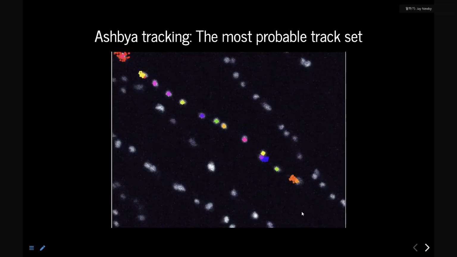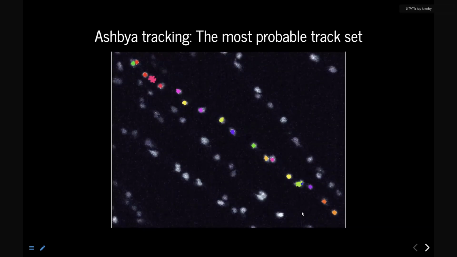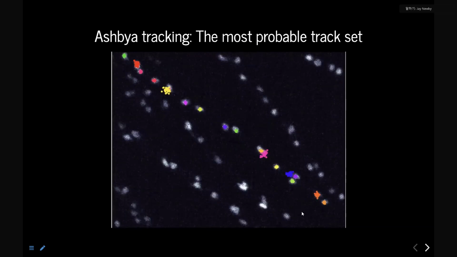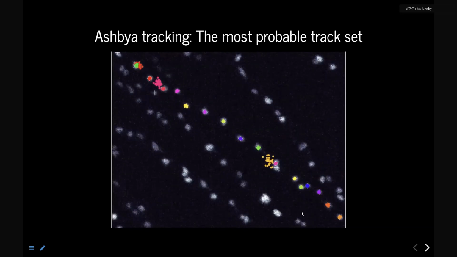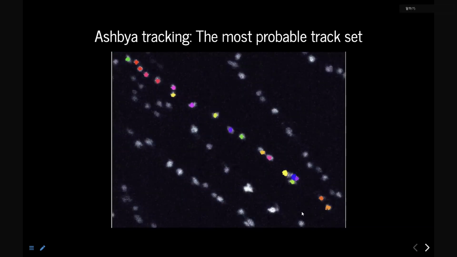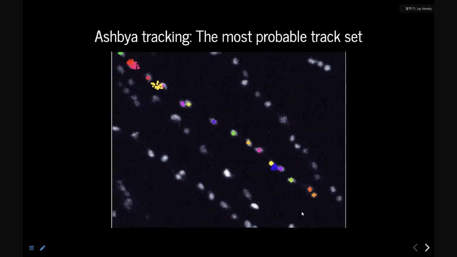So the colorful dots are given by your algorithm, and the white dots are given by the experimental video. Exactly. And the color is my extremely imperfect graphing, right? But one color is supposed to correspond to one object.